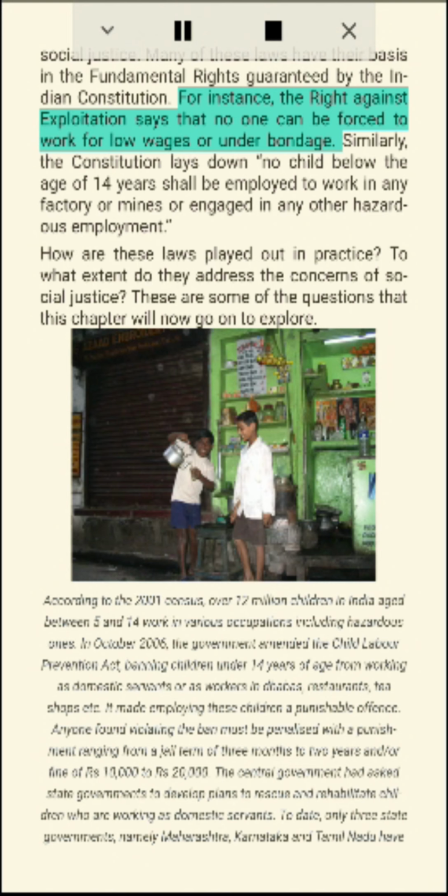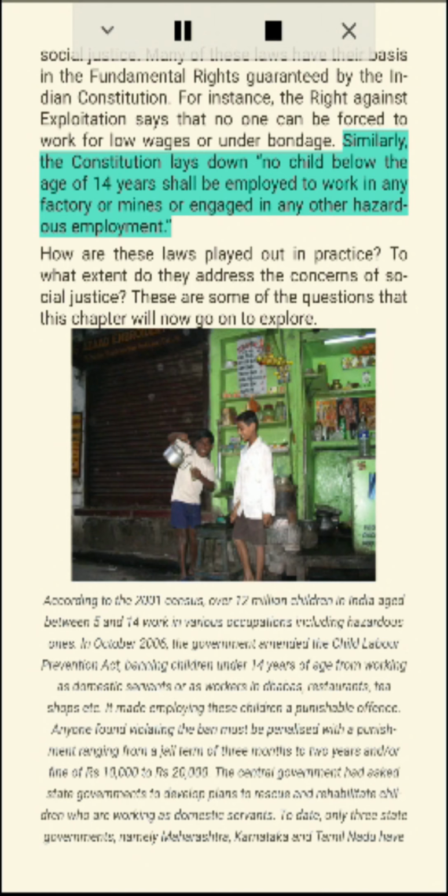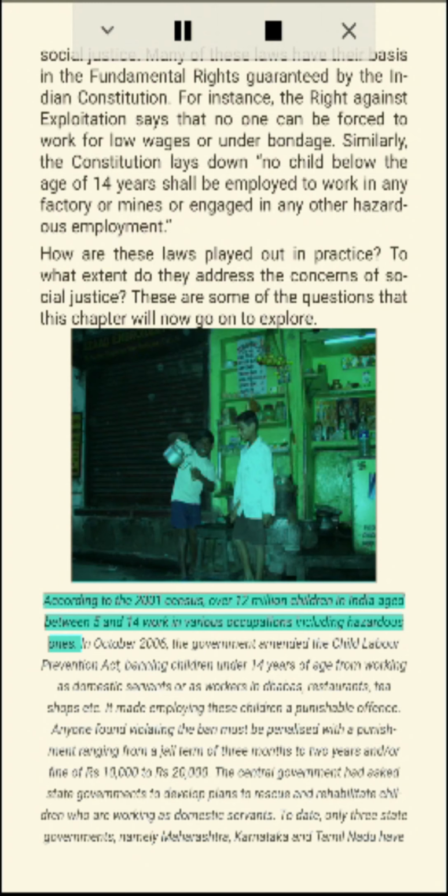For instance, the right against exploitation says that no one can be forced to work for low wages or under bondage. Similarly, the Constitution lays down, no child below the age of 14 years shall be employed to work in any factory or mines or engaged in any other hazardous employment. How are these laws played out in practice? To what extent do they address the concerns of social justice? These are some of the questions that this chapter will now go on to explore.